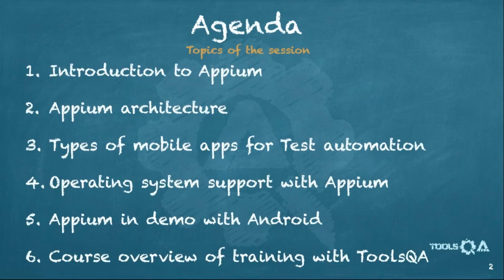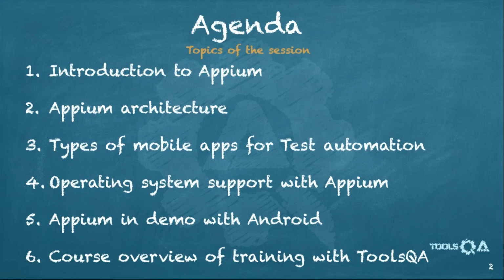So without any ado, I will just take you through the agenda for today. In today's class, the first topic that we will cover is introduction to Appium. Then we will talk about the Appium architecture. And after that, we will pick up the types of mobile applications that you have on different mobile operating systems. It also means the types of applications that you would end up automating in your project. After that, we will talk about the operating system support with Appium. What are the different operating systems that Appium supports?